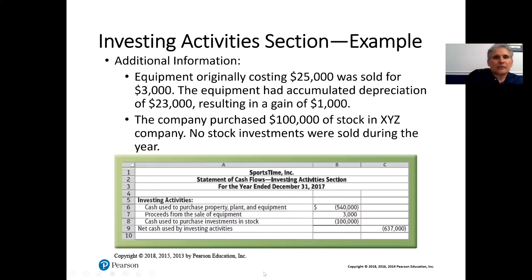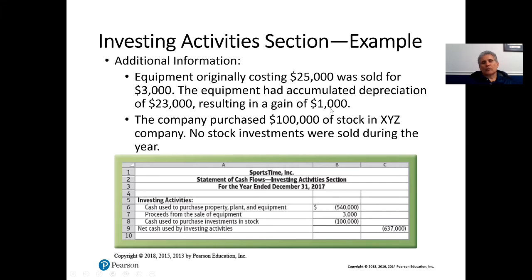Okay, so the additional information we're going to need to make this work is for the investing activity section. Equipment originally cost $25,000 and was sold for $3,000. The equipment had an accumulated depreciation of $23,000, resulting in a gain of $1,000. Now we know about this gain. We already used that. We know about this $1,000 gain.